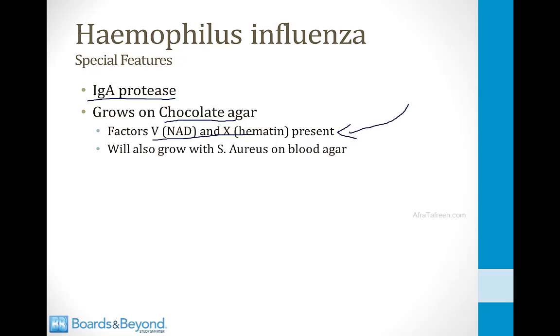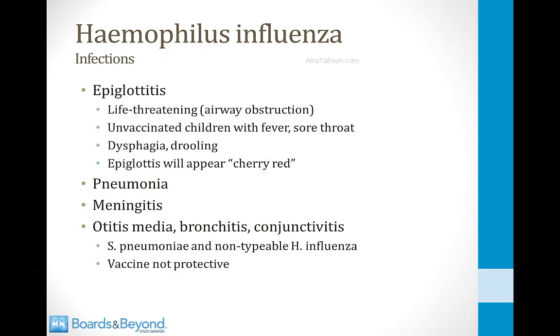the module on culture. Haemophilus influenzae will also grow on blood agar when Staph aureus is present. That's because Staph aureus is beta hemolytic, and it lyses the red blood cells and spills factors 5 and 10 into the blood agar so that H. flu can grow. One of the most dangerous infections that H.